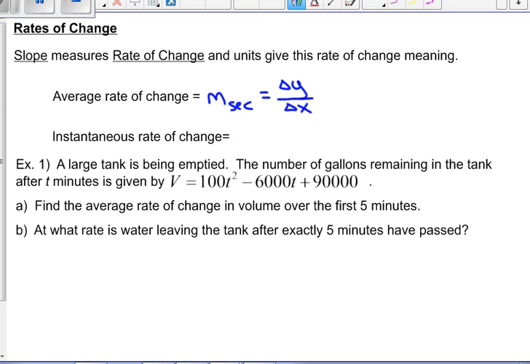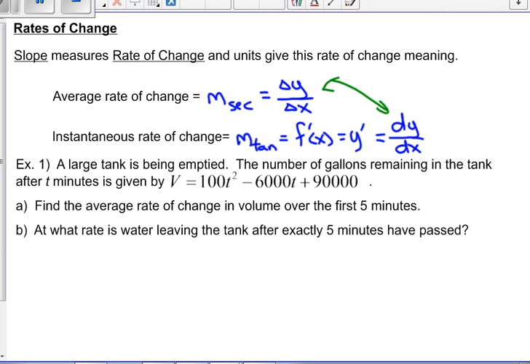If we were looking at instantaneous rate of change, well, that's the slope of the tangent, which you could write as f prime of x, or y prime, or better yet, dy by dx. And you can see how similar these two things are. They both talk about y over x. In the instantaneous rate of change, we're just talking about infinitely small changes in y and x.